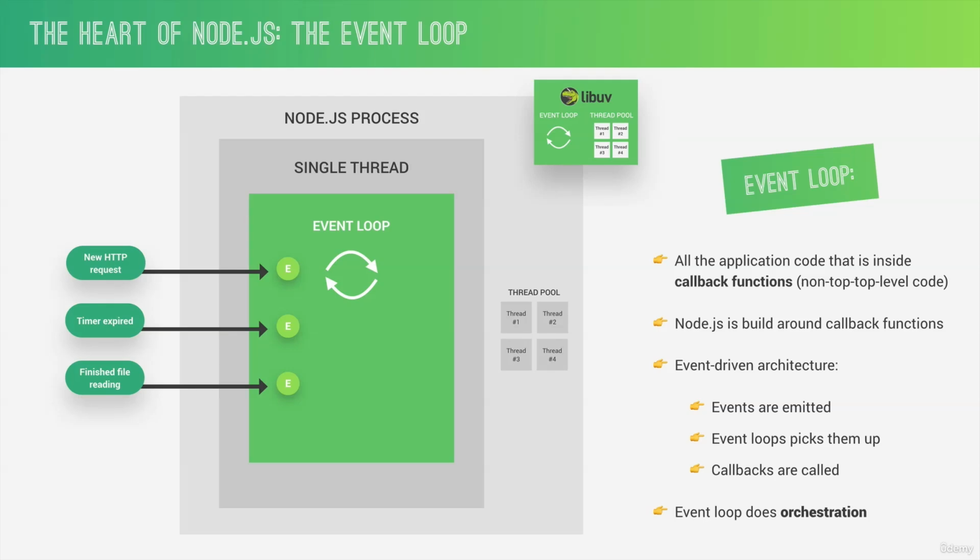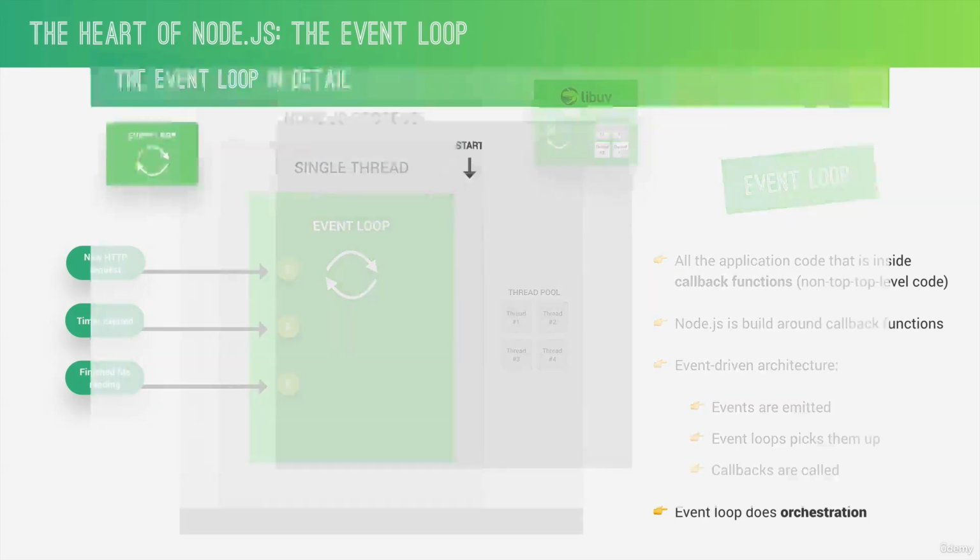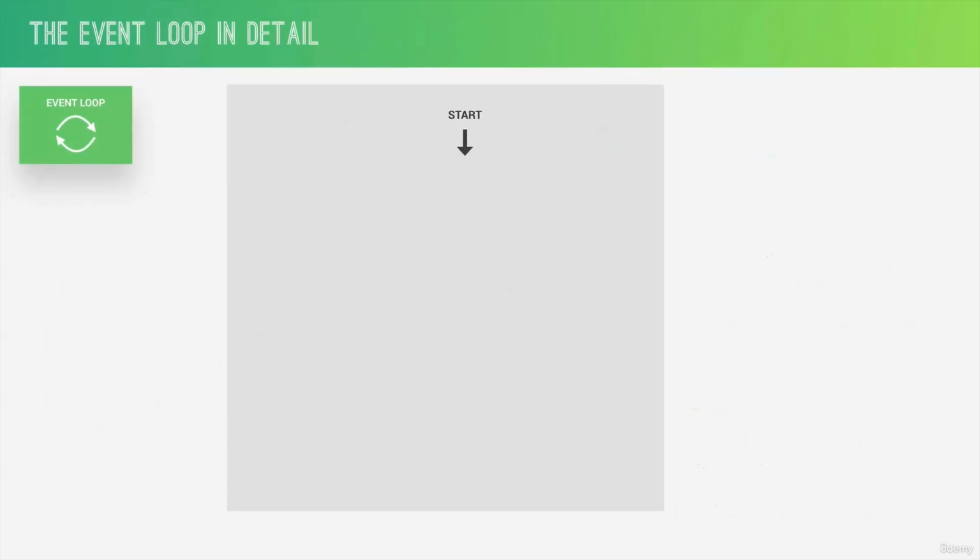Now, how does all this actually work behind the scene? In what order are these callbacks executed? Well, that is what we're going to find out next. So remember, when we start our Node application, the event loop starts running right away. Now, the event loop has multiple phases, and each phase has a callback queue, which are the callbacks coming from the events that the event loop receives, just as we talked about in the last slide.